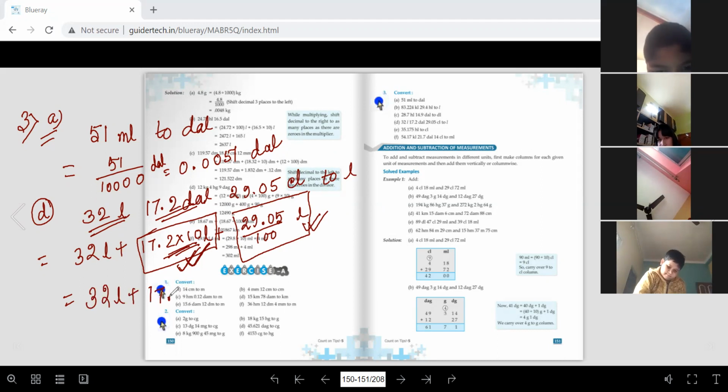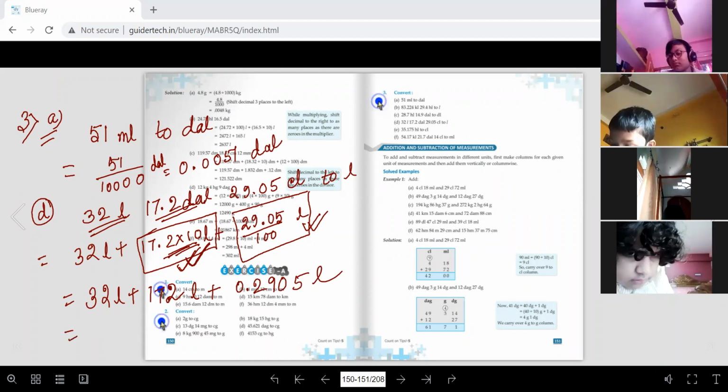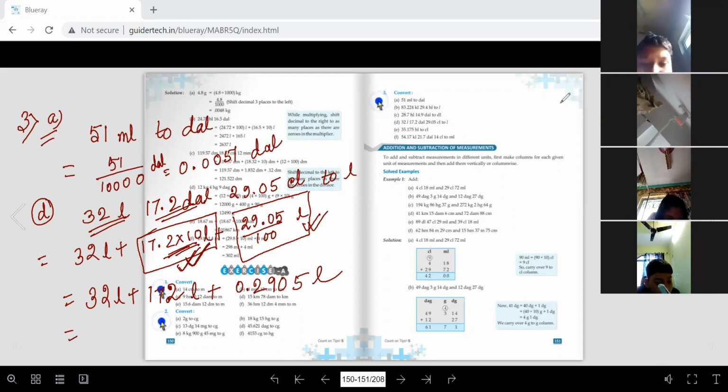Ma'am, who will say? Please, can I say the answer, ma'am? Ma'am, I will say number E1. Please, can I say the answer? Wait, let me write this. Divyanka, say. Junaid is there. Yes, ma'am, I am here. Junaid, just say the answer.